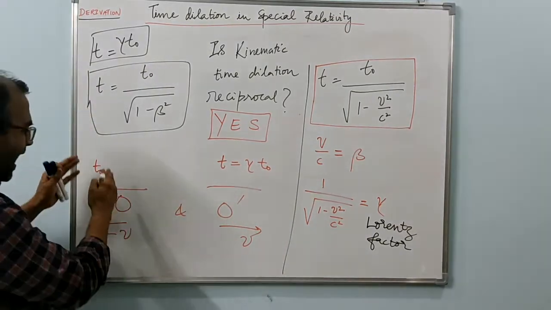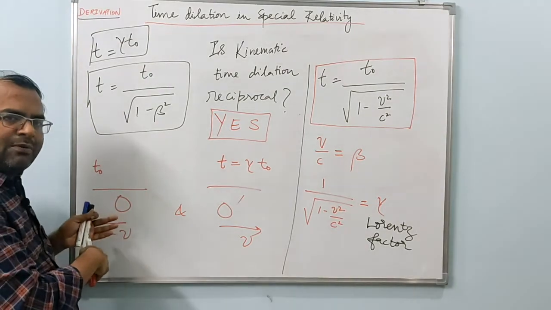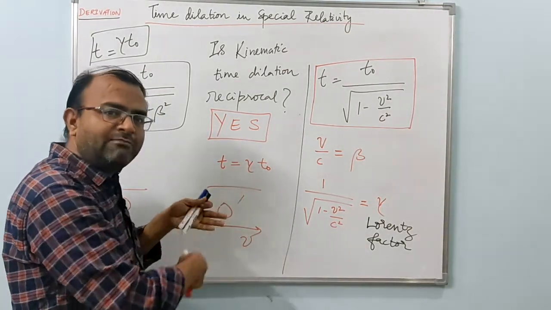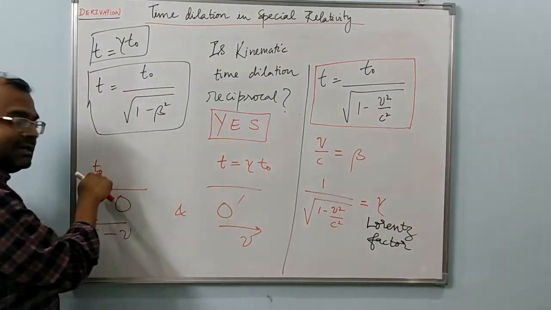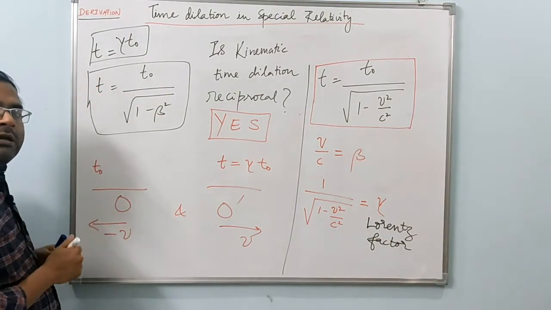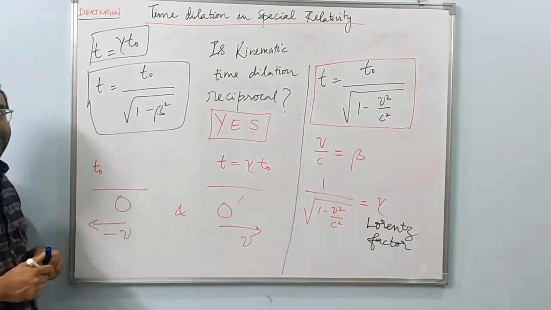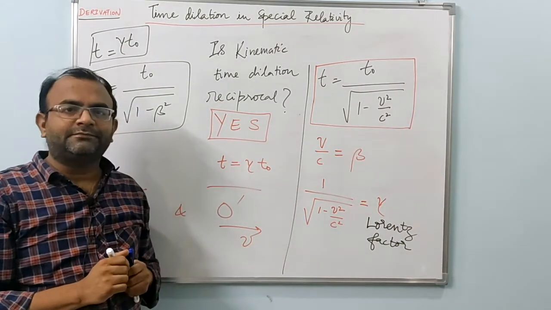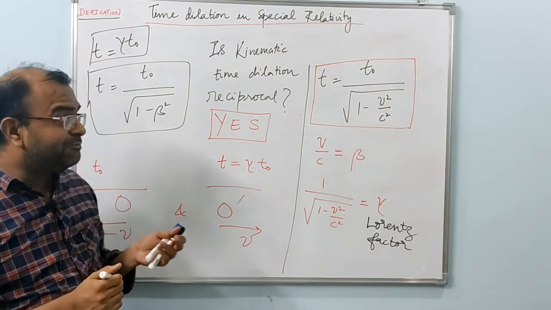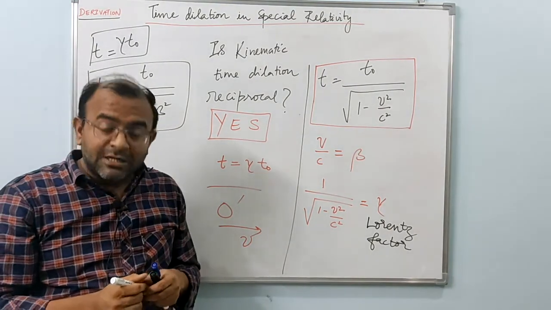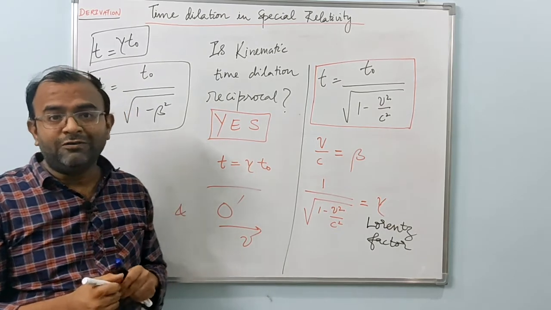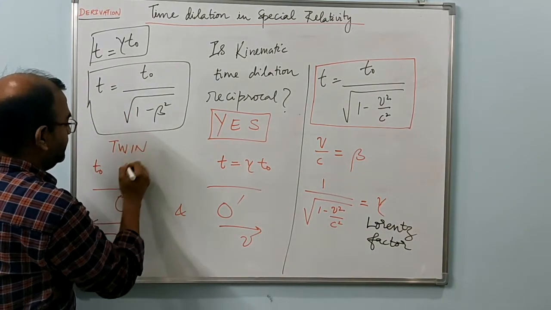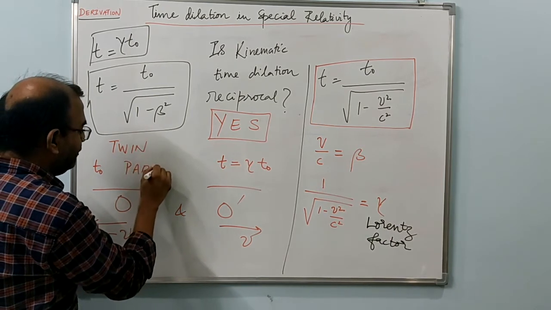That is, as O measures his time to be proper time and the other time to be dilated time, O prime also would measure his time to be proper time and the other time to be dilated time. So the time dilation is reciprocal. Now this brings us to the famous twin paradox of special relativity.